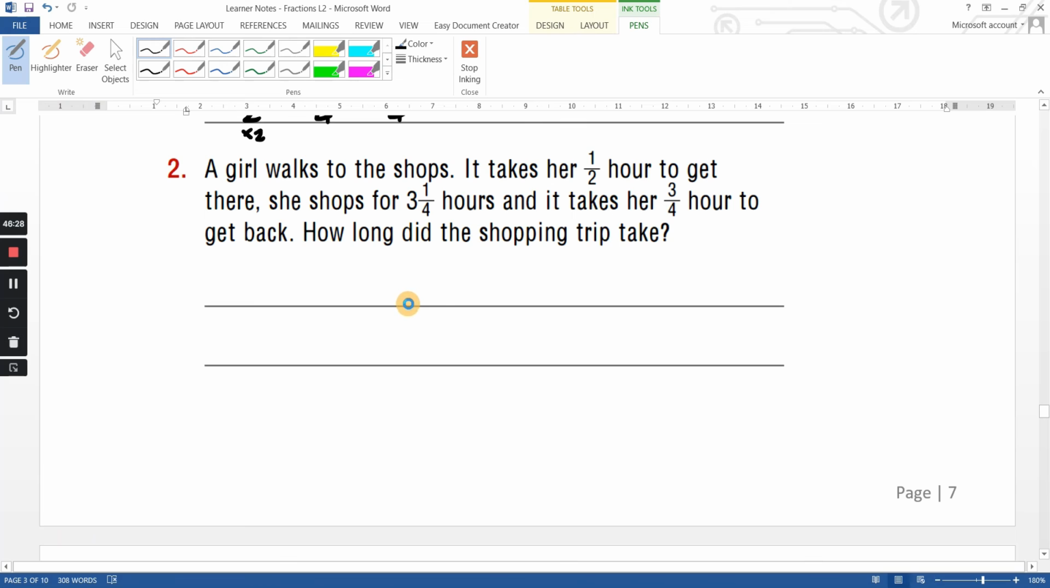Question 2. A girl walks to the shops. It takes her half an hour to get there. She shops for 3.25 hours, and it takes her 3/4 of an hour to get back. How long did the shopping trip take? Bit of a mouthful, that, wasn't it?